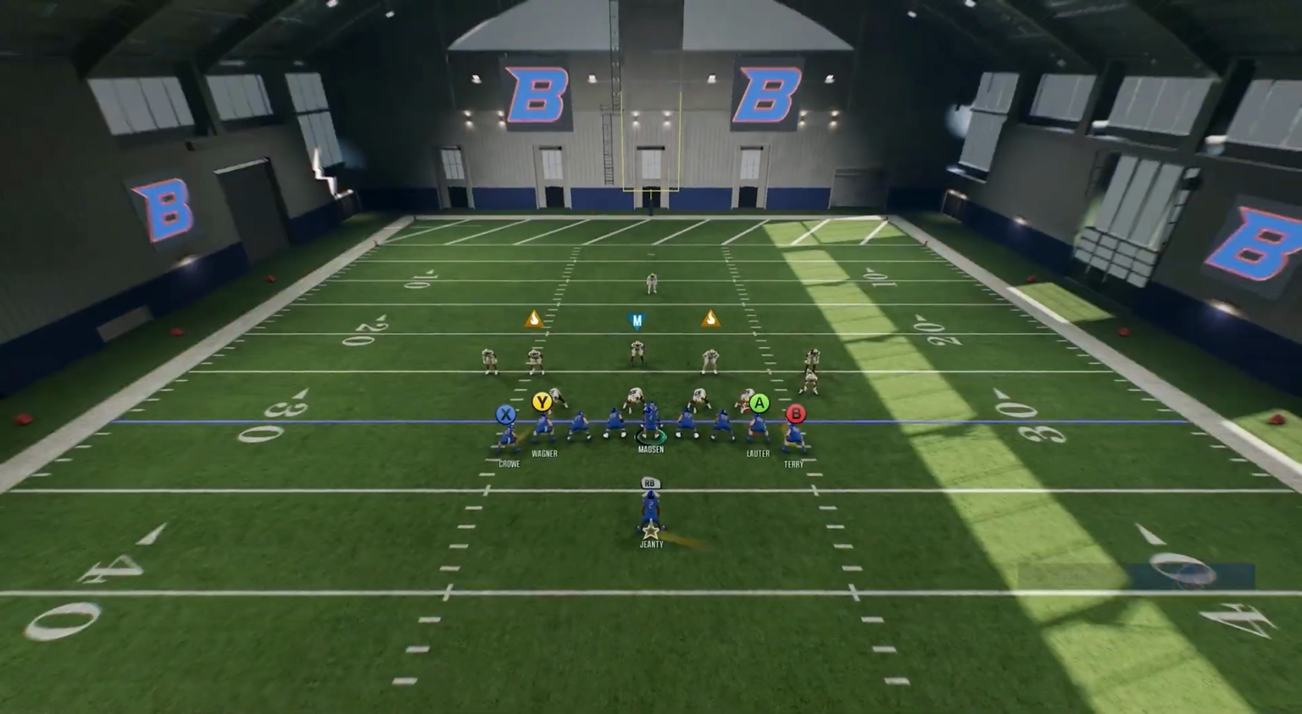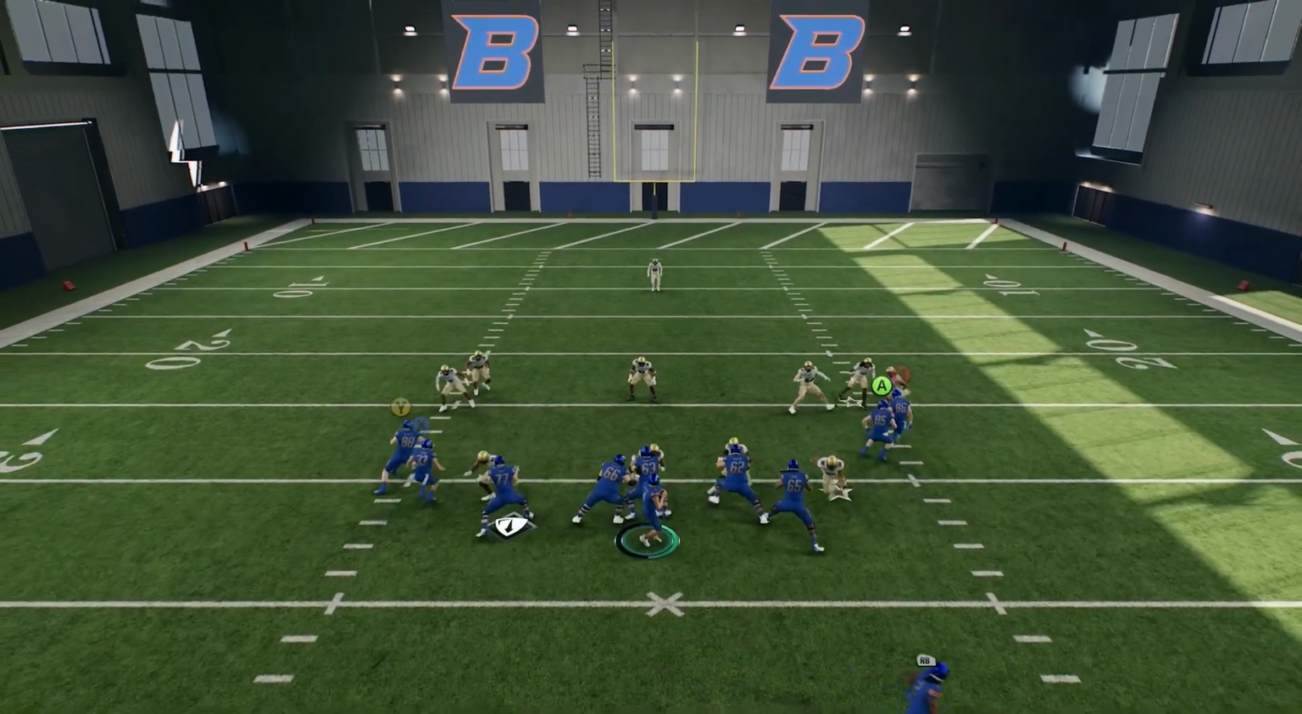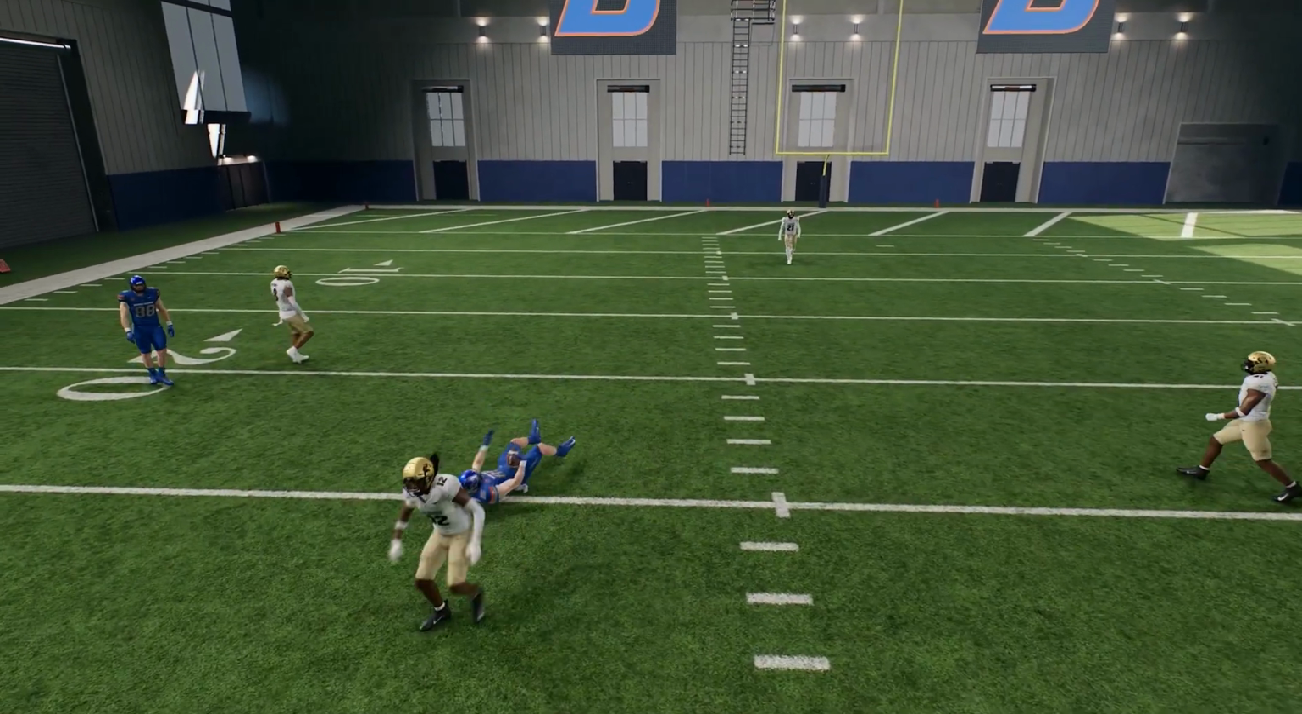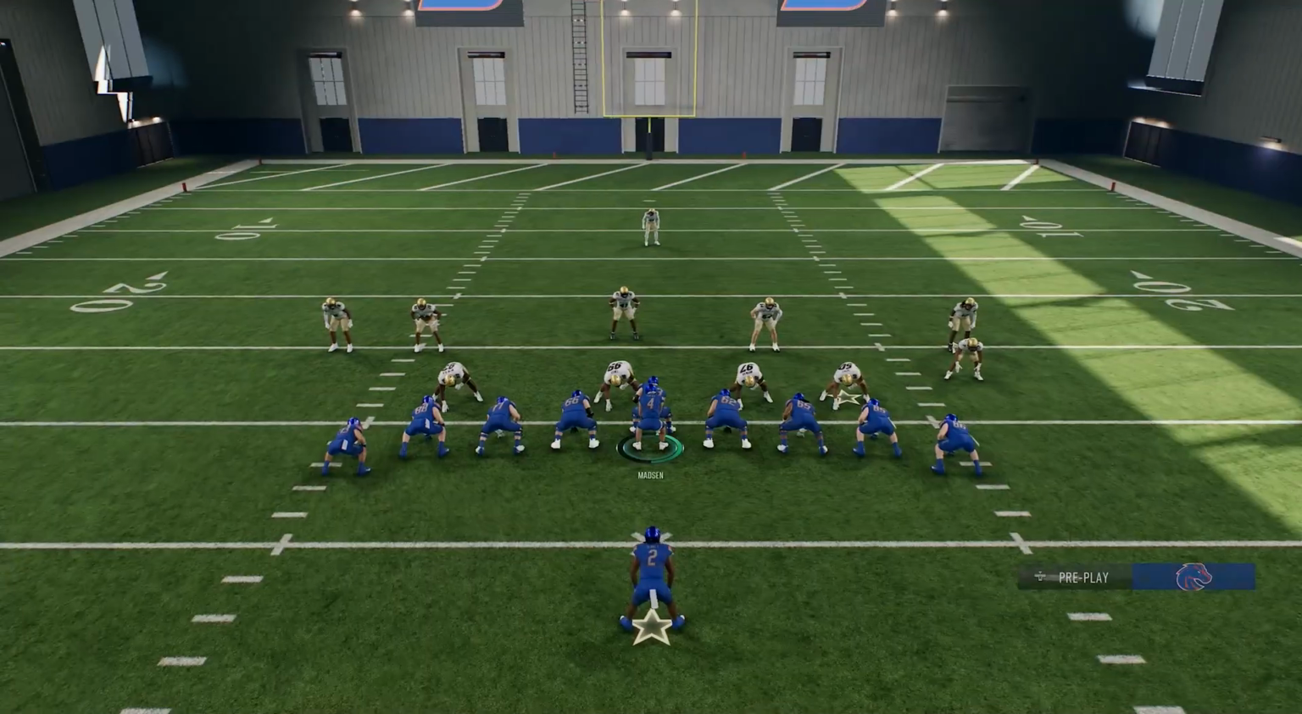Please drop me a comment and let me know, because I really would love to know more information about that. But that's what I've gathered, in playing this game over the past few months, is that is who your running back is picking up.